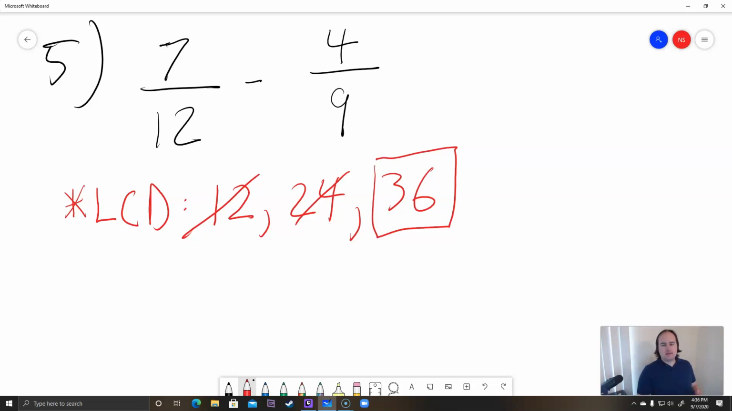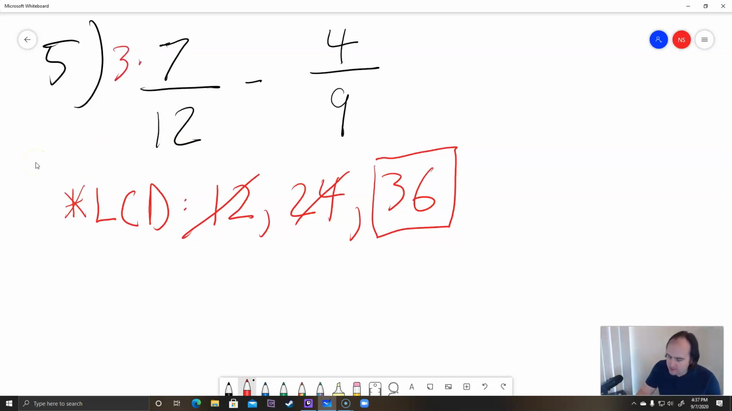So the LCD is what we're going to be building this to. So we need to multiply each fraction by what we're missing in the denominator. But from your times tables, that shouldn't be so bad. So looking at this first denominator, what are we missing here? Well, we know that 3 times 12 is 36. So here we need to multiply the top and the bottom by 3.